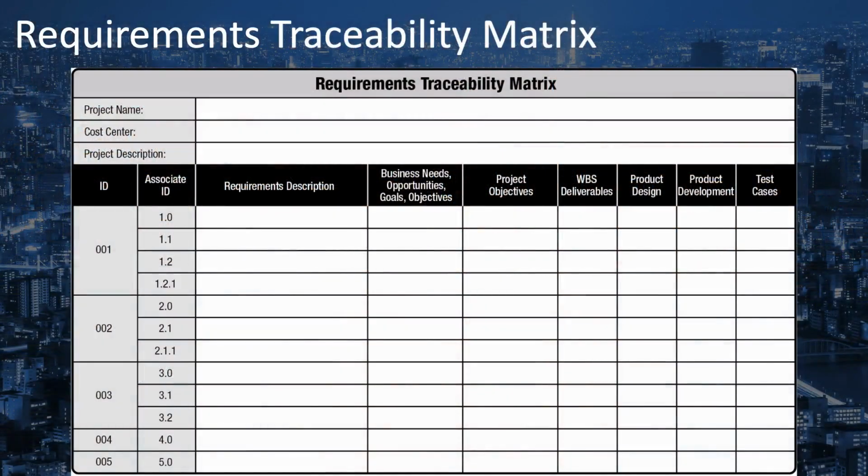To reverse engineer or figure out what your inputs are, also consider the output of the requirements traceability matrix. It has the requirements listed, and they're connected to other parts of the project. Some come later, such as the WBS, but others have already been defined. Project objectives, business needs, opportunities, goals. These will give you more clues about where you might find some requirements.